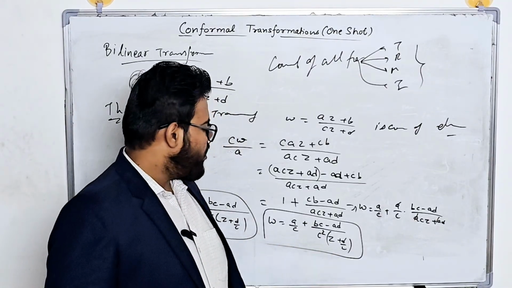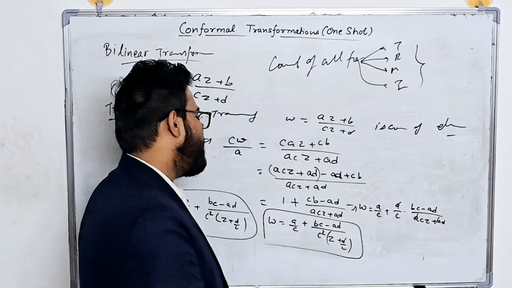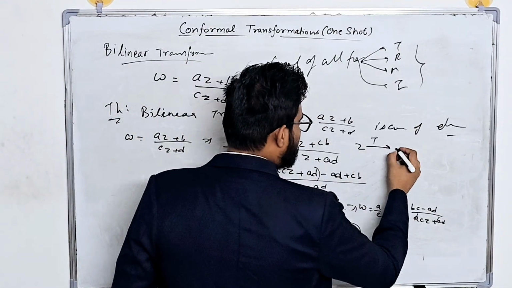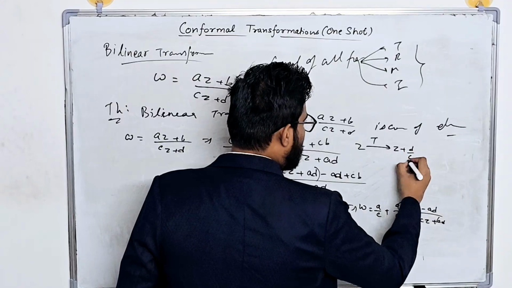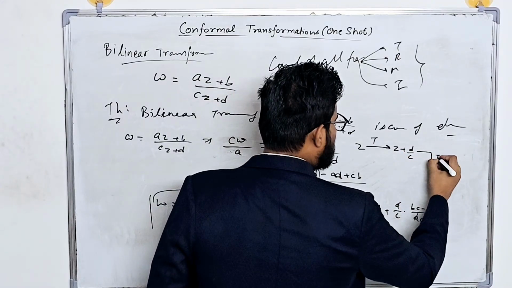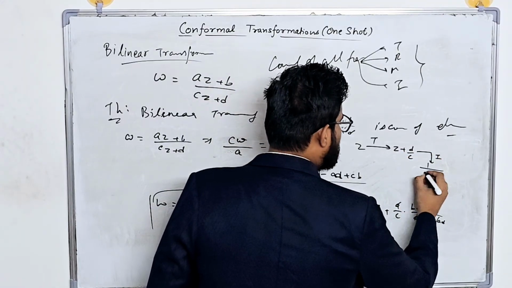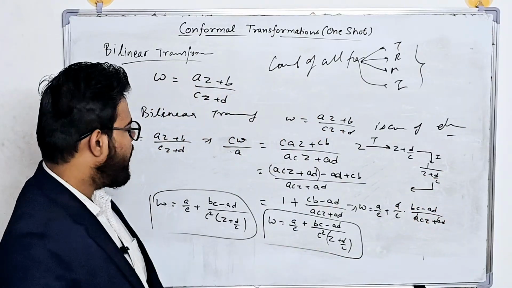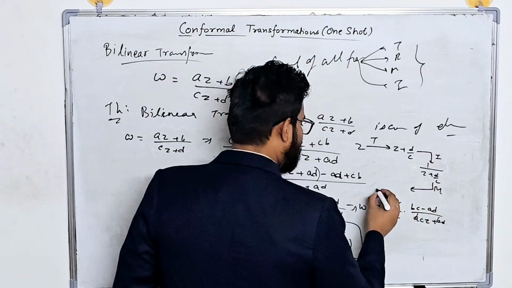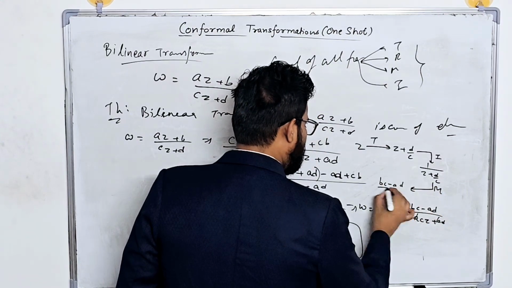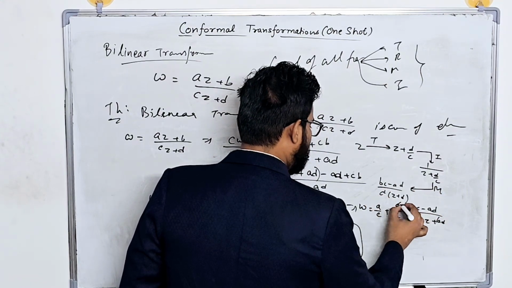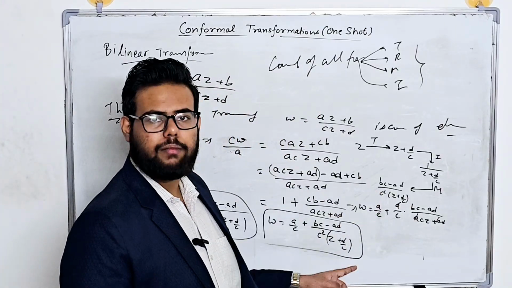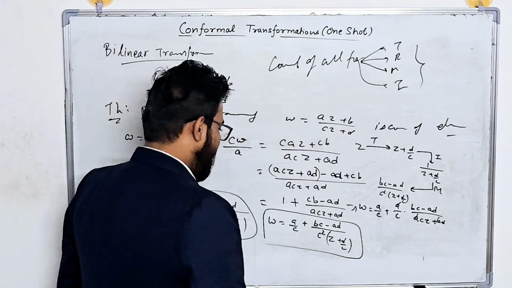Now, how can we say that it is formed of elementary transformations? Well, let's start with z. Now let's translate it, so we'll have z plus d by c. Now let's take its inverse, that is inversion. You will have 1 upon z plus d by c. Now let's magnify it. With magnification, we will have (bc minus ad) divided by c square times (z plus d by c). Here the magnification factor alpha is this.